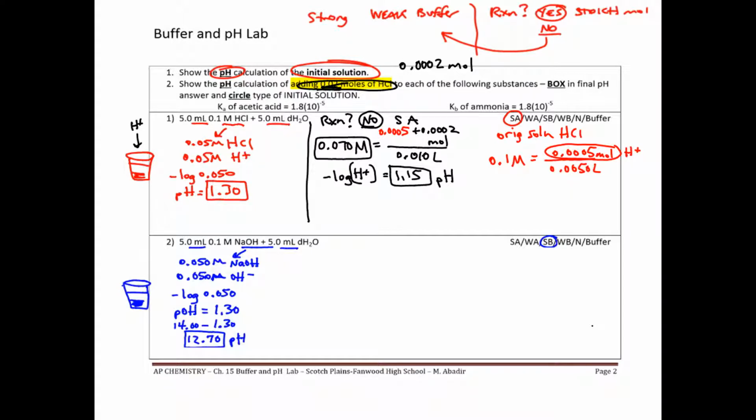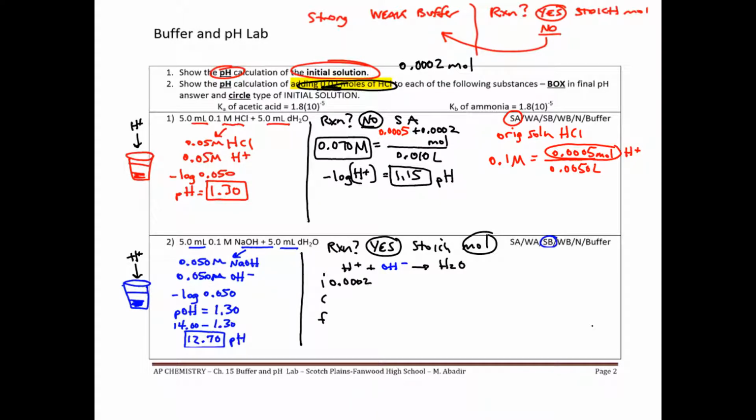Okay, in the second example, we're going to add H plus into a strong base. So the question is, is there a reaction? The answer is yes, stoichiometry with moles, because it's an acid and a base that are not conjugates. So let's write the reaction. You're adding H plus into hydroxide, and you're just going to make water. We're going to do an ICF chart. The moles of H plus are 0.0002. The hydroxide is going to end up being the same calculation as we did before for the HCl.